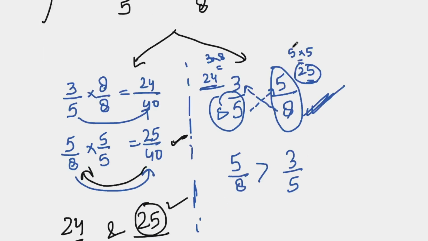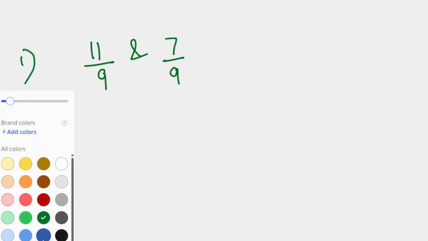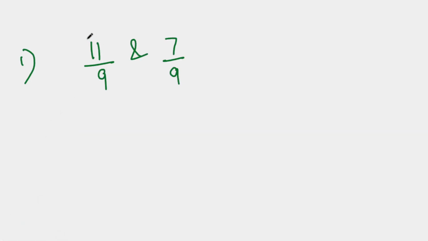Now quickly we will take one example of each category and solve it again. We will try to solve it together slowly. So first we have like fractions. Let's suppose we have 11 by 9 and 7 by 9. Now, how do we solve it? We just look at the numerators. The fraction which has the bigger numerator is the bigger fraction. So we will say that 11 by 9 is bigger than 7 by 9.